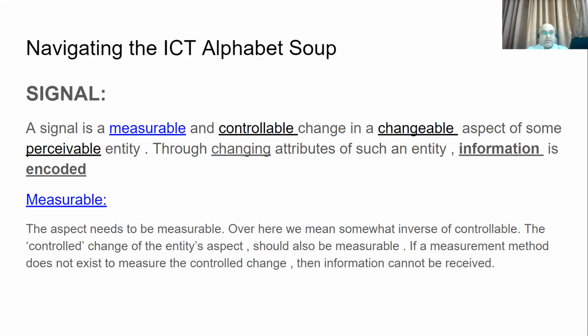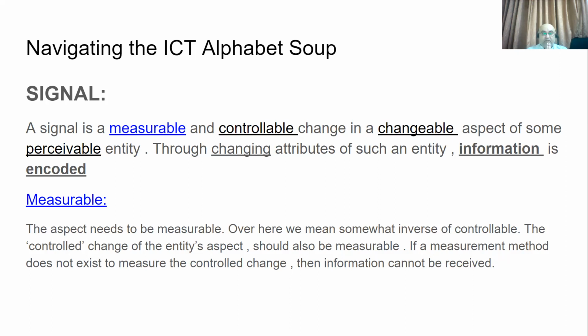Moving on to the next attribute of the change, it has to be measurable because once it's transmitted, a signal is carrying information. For somebody to perceive that information again, that change has to be measurable. Even if some entity has sent some information by changing the changeable and controllable attributes of anything, if that change is not measurable at all, well, then I cannot receive it. Then no perceiving mind can receive it. Well, because it's not measurable. How do I measure it?